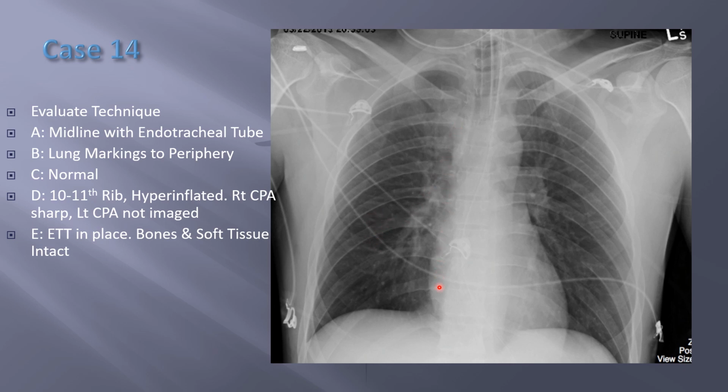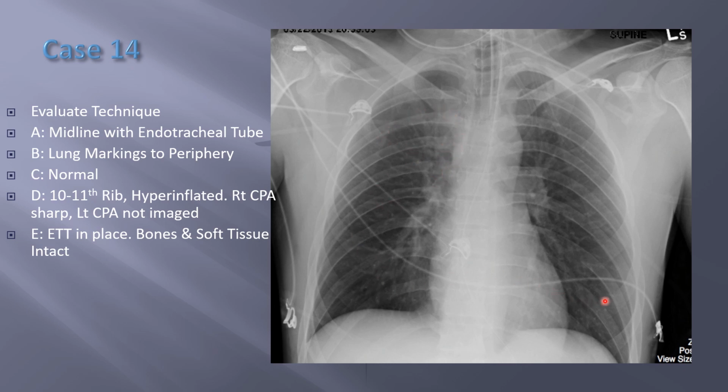C, cardiac silhouette. It looks like a normal sized silhouette, mostly on that left side, so it's normal placement. D is diaphragm, a little bit more flat on this side. So 1, 2, 3, 4, 5, 6, 7, 8, 9, 10, 10 and a half. So a little bit hyperinflated. Now E is everything else.